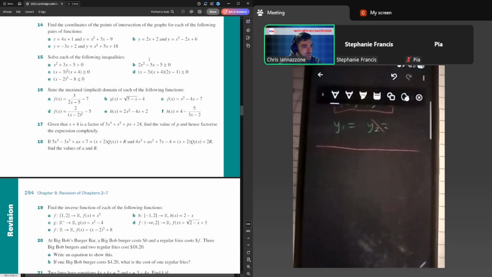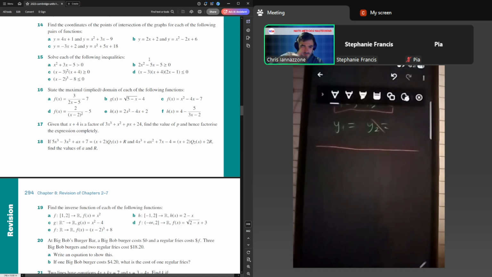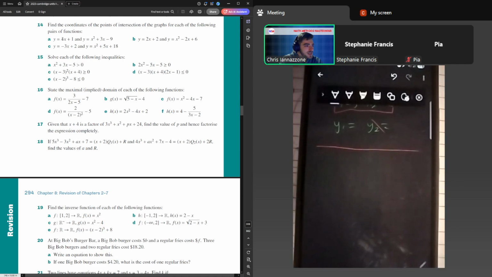Another substitution. You've got y equals this, you've got y equals this, therefore they must both be equal to each other. So for instance, in the context of 14a, you would have 4x plus 1 equals x squared plus 3x minus 9. And then you go from there, simultaneous essentially. Like all coordinates of intersection are basically simultaneous equations, what we just did.